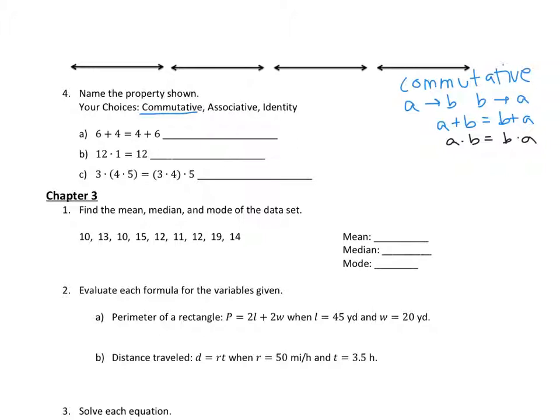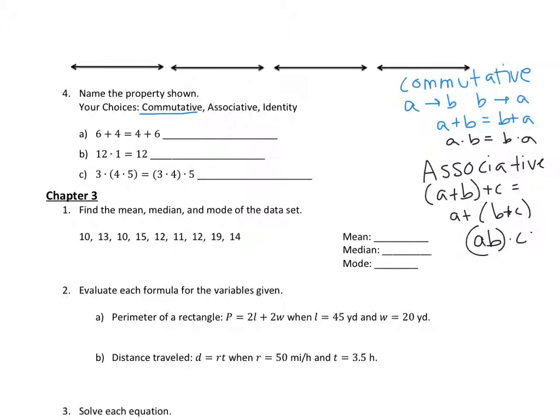The second property is the associative property. The associative property is where you're changing the grouping. So you could add a and b and then add c, or you could add b and c first and then add a. You could multiply a times b first and then multiply that by c, or you could multiply b times c first and then multiply it by a. Again, these two properties both work for multiplying and adding, but they don't work for subtraction and division.